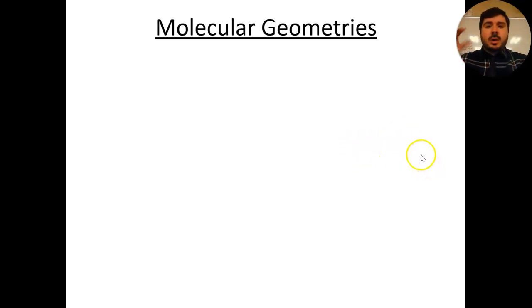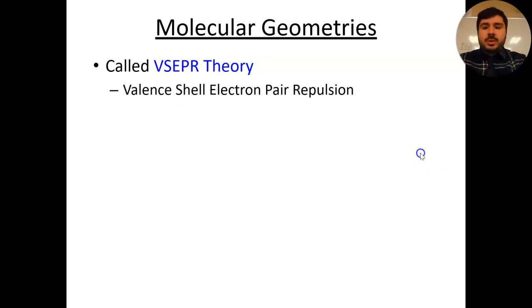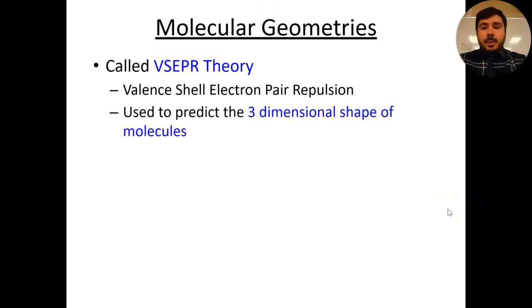Now, molecular geometries are under this umbrella called VSEPR theory, which is short for valence shell electron pair repulsion, right? Lots of fancy words there, but long story short, VSEPR theory is used to predict the three-dimensional shape of molecules. That's it, right? Because although we've spent an exorbitant amount of time drawing out Lewis structures and learning how to put them together on paper, they're not three-dimensional. Molecules are very, very three-dimensional, right?